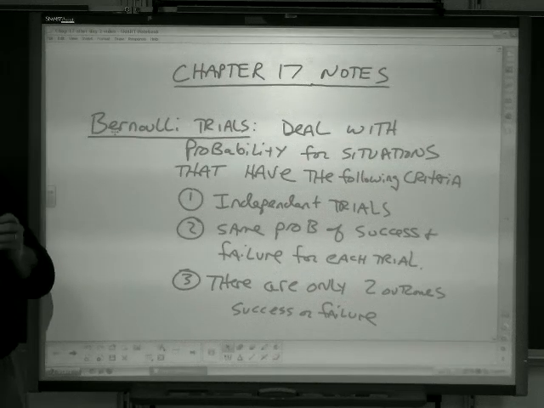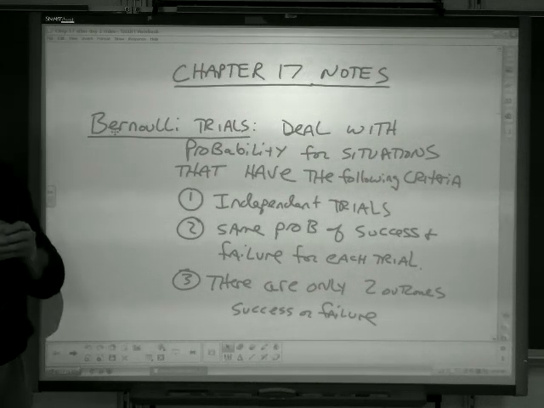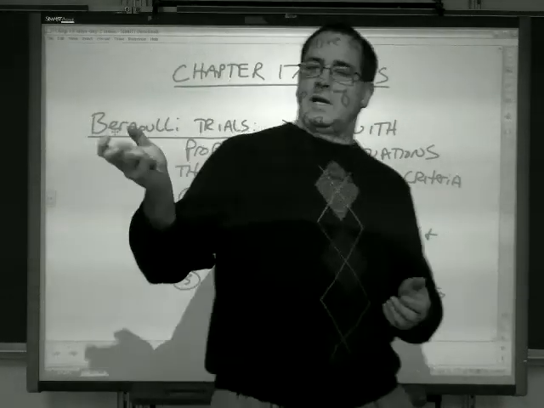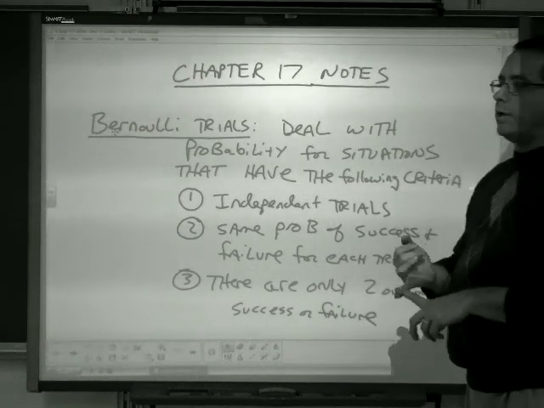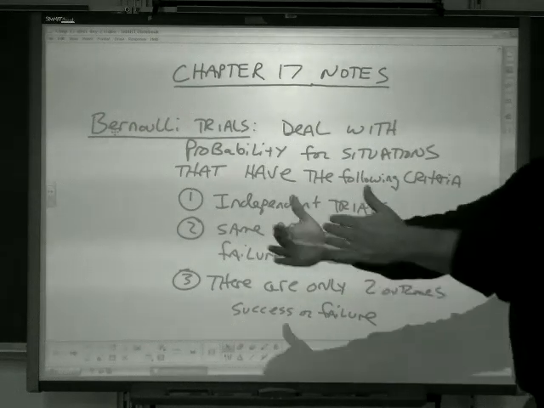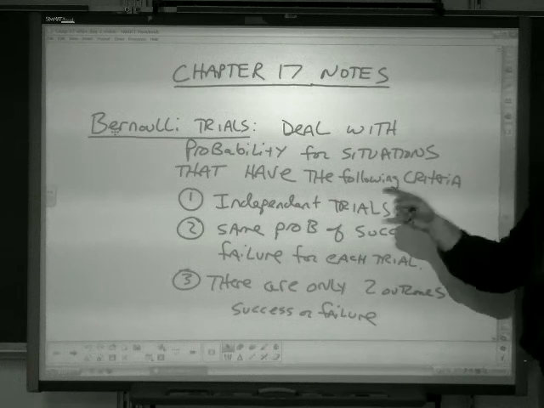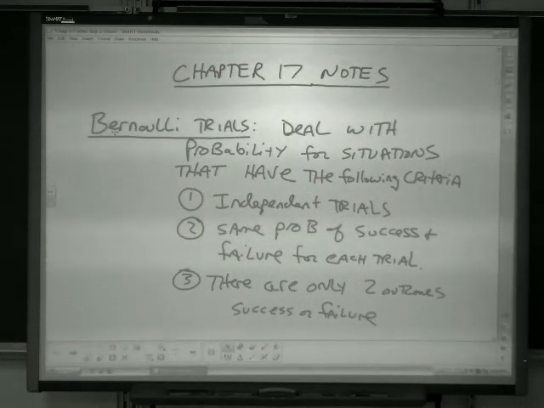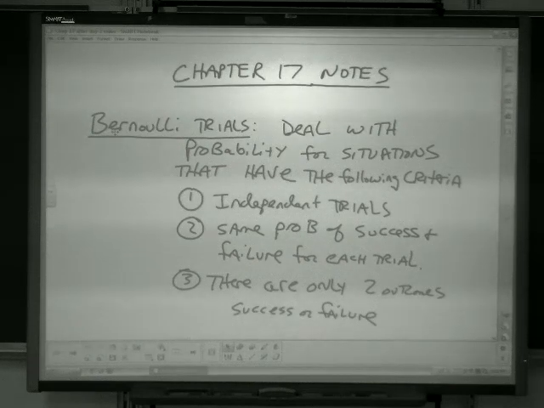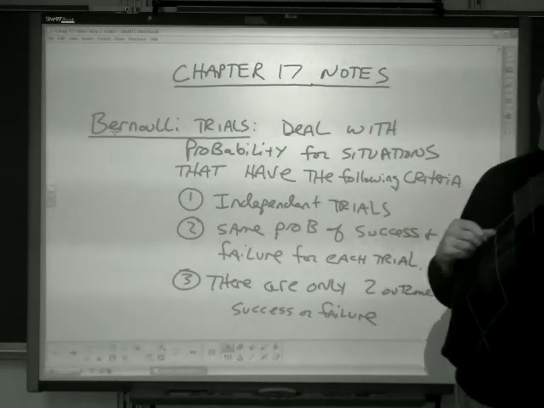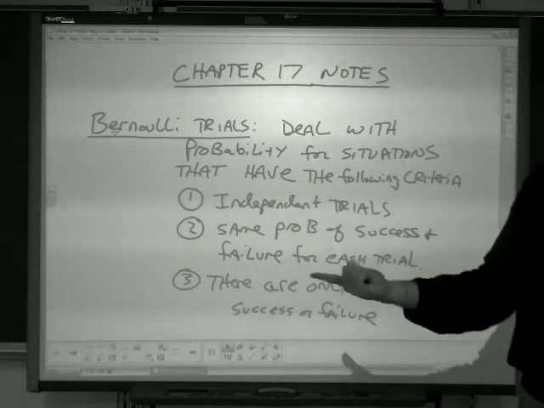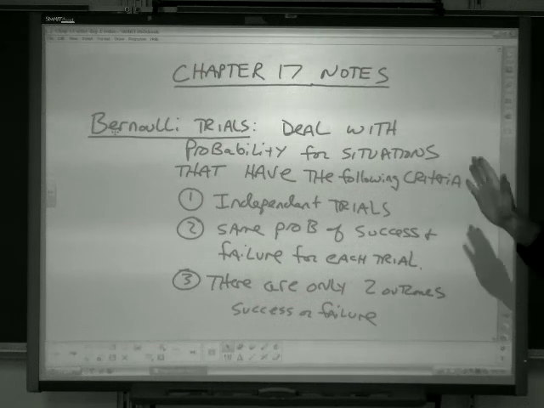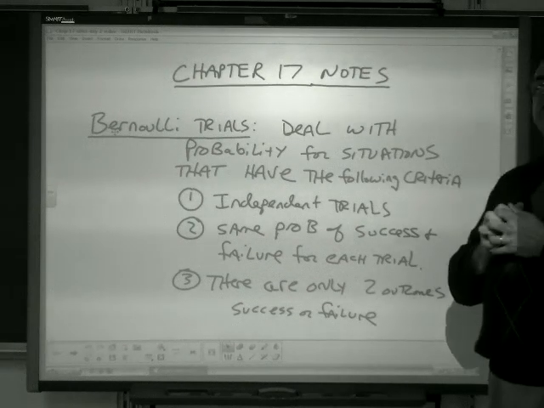2, same probability of success and failure for each trial. So if I'm shooting the eraser at the cup, I'm not going to change the eraser, I'm not going to change the size of the cup, I'm not going to change where I shoot from. It's the same probability every single time I shoot. And the last thing for Bernoulli is there are only 2 outcomes. Either I'm successful or I'm not. Either it rains or it doesn't, and so on. Only 2 possible outcomes. These are all classified under the general term of Bernoulli.